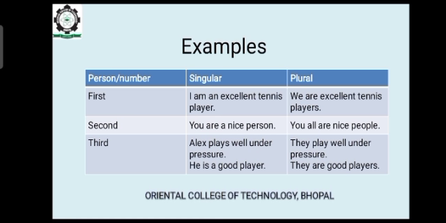Examples. Person first, singular, I am an excellent tennis player. Plural, we are excellent tennis players. And second person, you are a nice person. Plural, you all are nice people. Third person, singular, Alex plays well under pressure. Plural, they play well under pressure. Singular, he is a good player. Plural, they are good players.